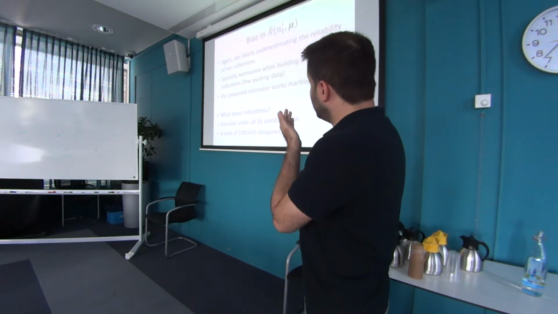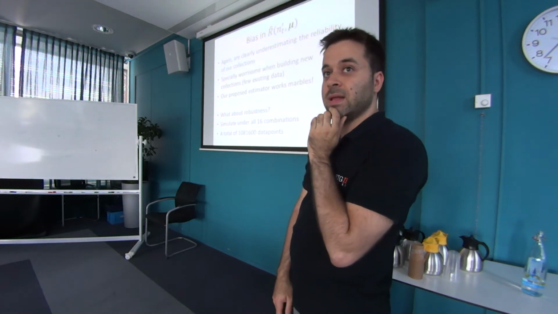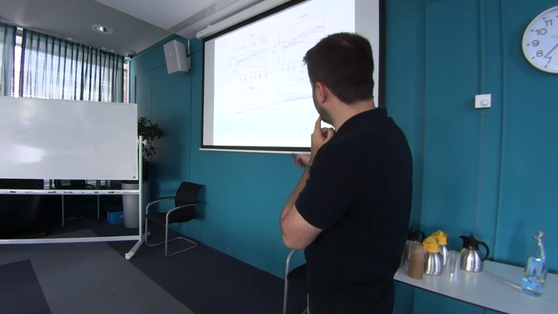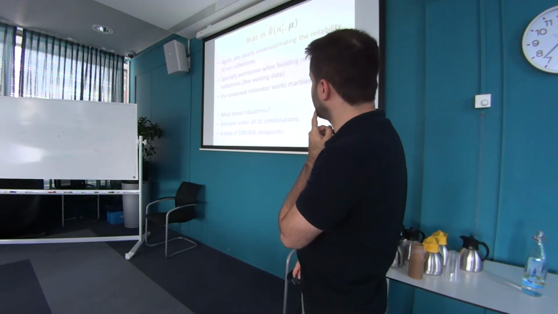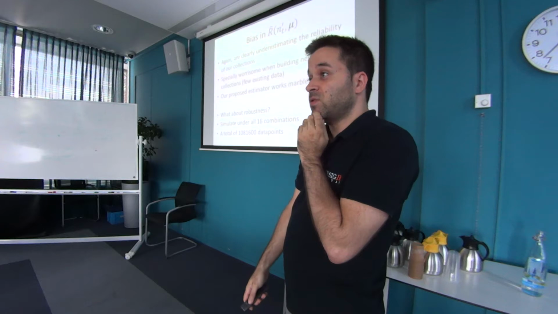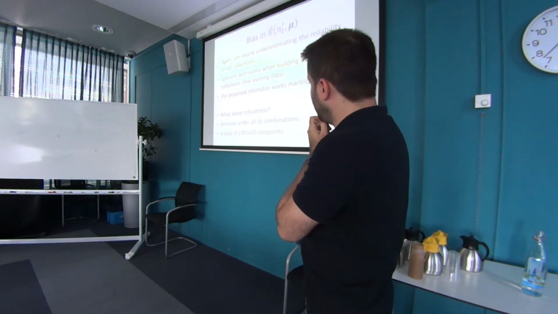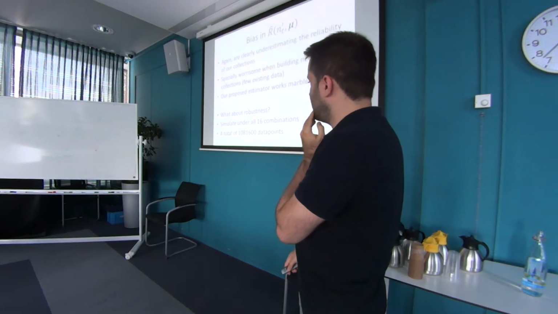And so again, they are clearly underestimating the reliability of the collections because they have that negative bias, except for mine, which has a positive bias. So it's especially worrisome when building a new collection. You can't trust what you have because you still have too few data points. But our proposed estimator worked well.